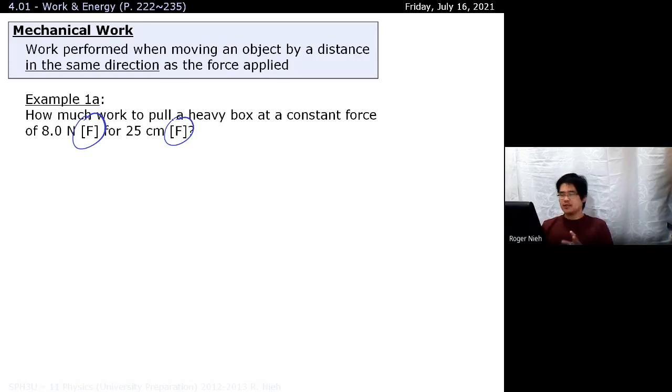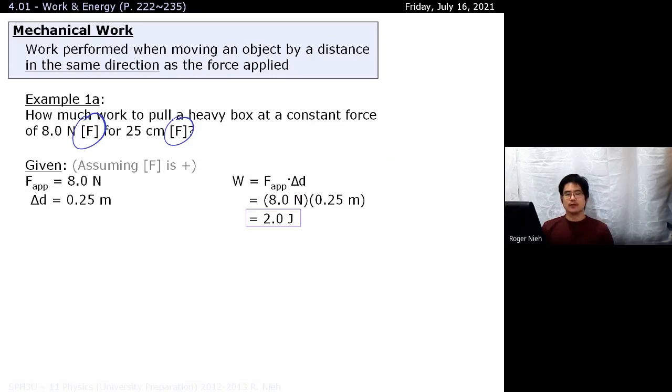Now, that previous thing about fundamental and derived units, again, we're sticking with the MKS system. So we don't measure our distances in centimeters in physics. Instead, we measure it in meters. Okay, so in our givens, our force applied, yes, it's 8 newtons. We're going to assume that that's the positive direction of travel. And we're moving in the positive direction of travel of 25 centimeters, which translates into 0.25 meters. All right, so we have our givens.